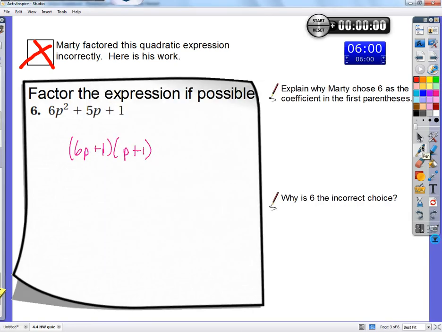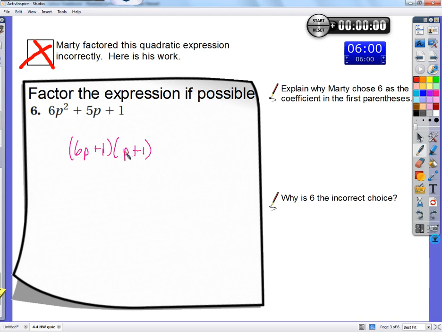Put that into words. Why did you choose that 6 like that? Because 6 is a multiple of, or 6 and 1, like 6p. Can you say a little more in detail, 6 and 1, what do you mean? Where is this 1 coming from? The other p, the other p in the other parentheses. What do you mean by 6 and 1? Well, 6 times 1.